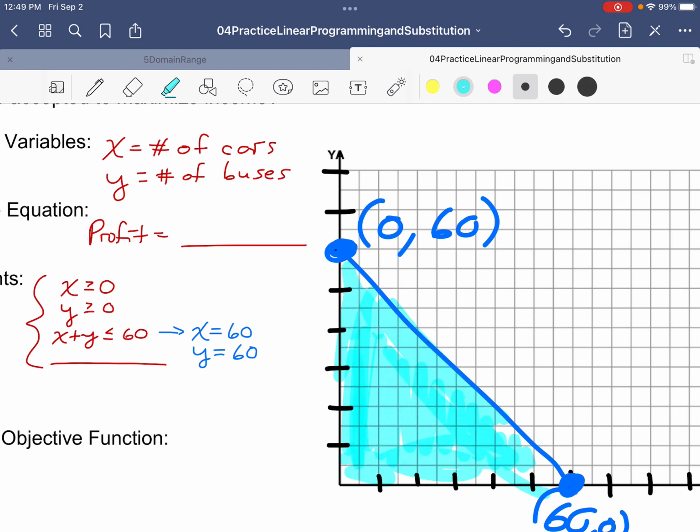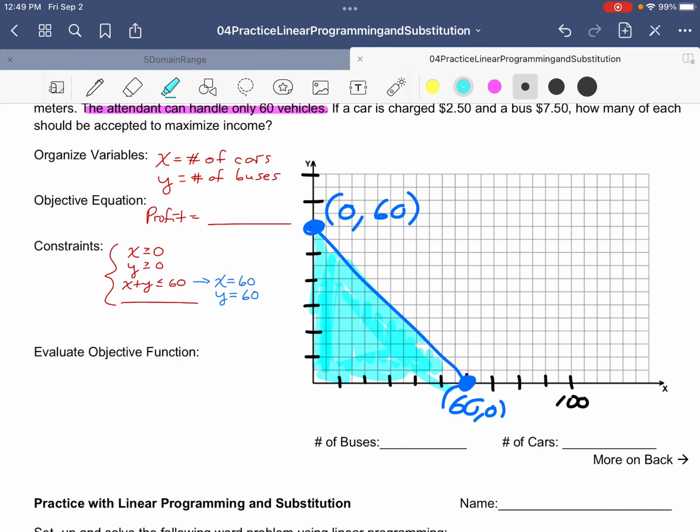You've got the corner points. You can put those in place. You want to evaluate those corner points, and come up with your answer.